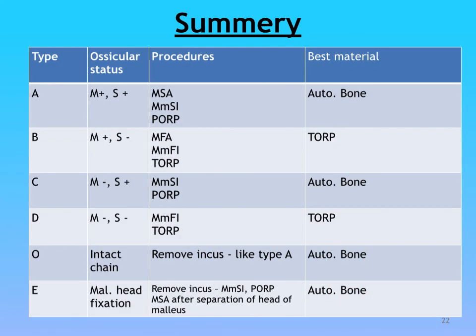So in summary, we have some best materials in our experience. For type A, the best material we have used is autologous bone. Type B it is TORP, because bone has certain demerits, disadvantages. Type C is again autologous bone, type D is TORP. Type O is autologous bone, type E is autologous bone.